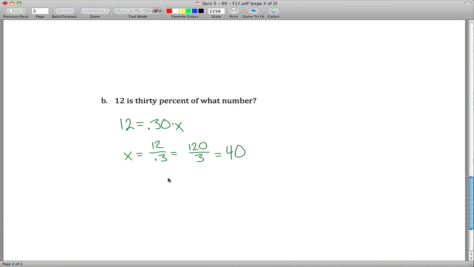There are different ways to solve that, whichever works for you, as long as you get 40 as your answer. And that is the end of quiz 5.